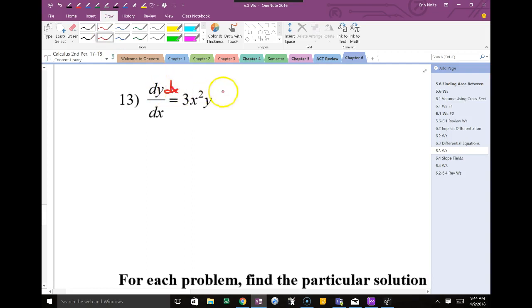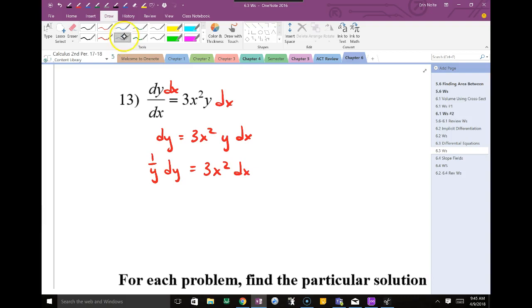Okay, so first we dx it. So we have dy equals 3x squared y dx. Now you have to get the y to the other side. How are you going to get the y to the other side? Divide by it. So I'm going to call this 1 over y dy equals 3x squared dx. Actually, this is grosser than I thought it was. Whoops, no, sorry, my bad. Getting ahead of myself. Okay, now what?